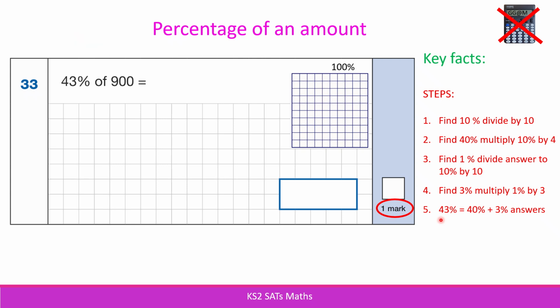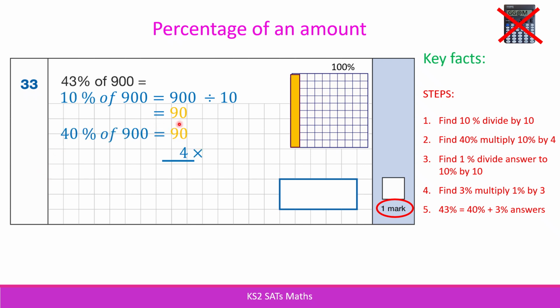Fantastic work, well done. So hopefully you started off by finding 10% of 900. So this whole square here is equivalent to 900, and if I divide it by 10, that gives me 1 strip here, and 900 divided by 10 is 90. Next, I've got to work out 40% because I've got 43. 43 can be split into a 40 and a 3.